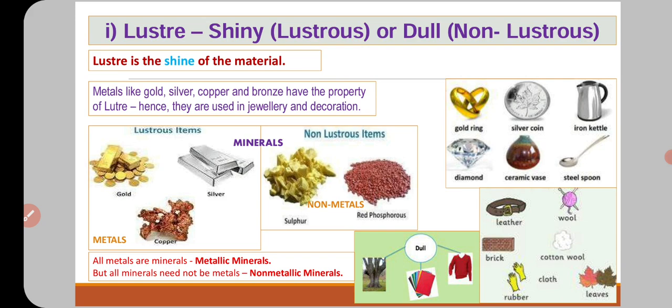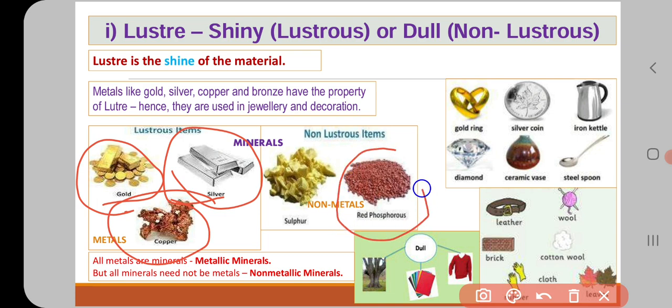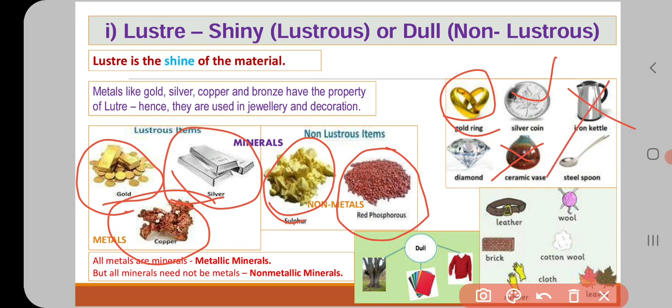See gold coins over here. They have luster, shining, right? Copper, shining. Silver has luster. Non-metals like red phosphorus and sulfur don't have luster. See, gold ring. This is luster. This is not luster. This is not luster, and this is luster. So yeah, you can do it.